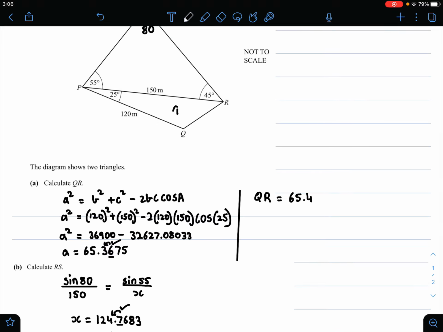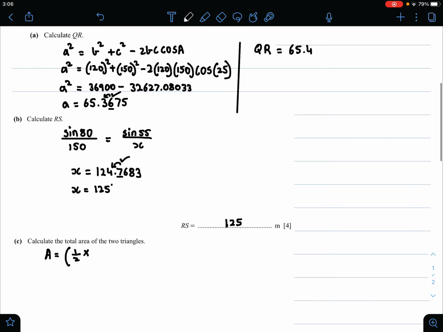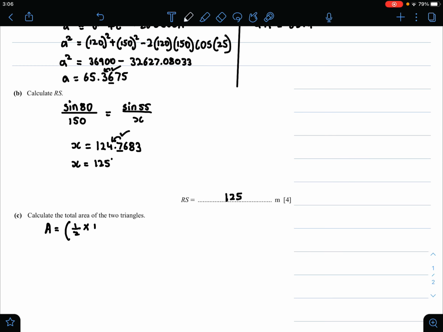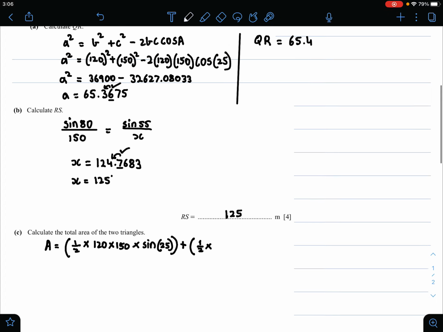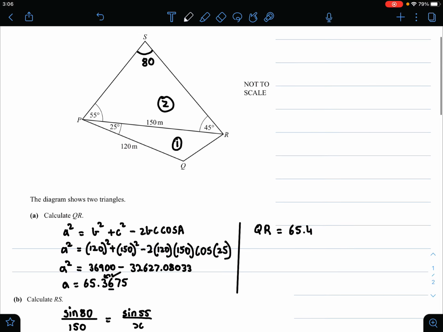So let's label this as triangle 1 and this as triangle 2. So two sides in triangle 1 would be 120 and 150, and the angle in between them is 25 degrees. So half multiplied by both the sides, that is 120 multiplied by 150 multiplied by sine of the angle that is in between them, that is sine 25. So that is the area for one triangle plus the area for the second triangle, and you do the same thing. So half multiplied by two sides and the sine of the angle in between them.